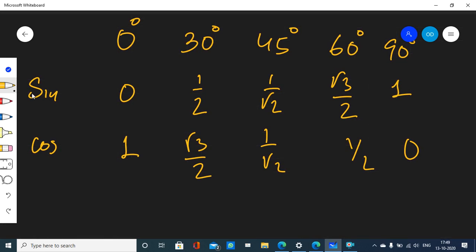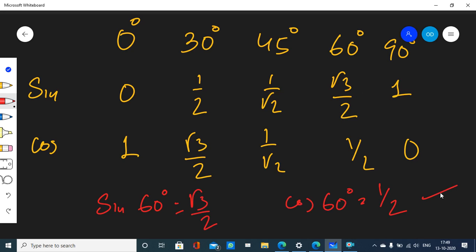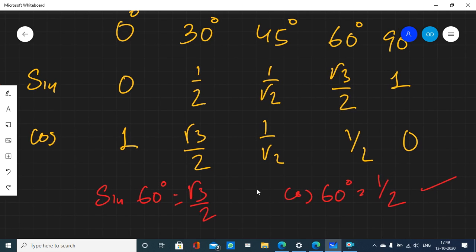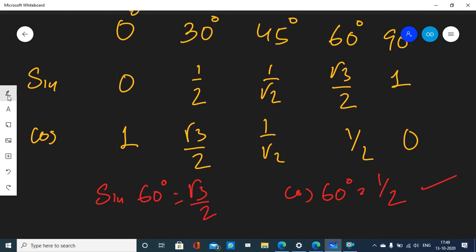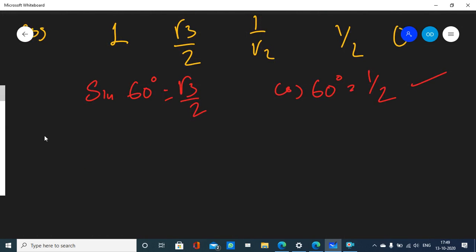Remember? Okay. So if I ask you what is sine 60 degree, what will be the answer? Root 3 by 2. What is cos 60 degree? 1 by 2. Okay, these things, right? What is sine 0 degree? 0. And then there is tan.